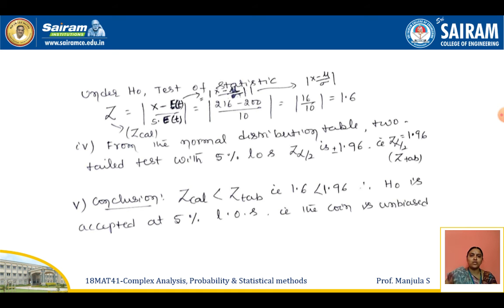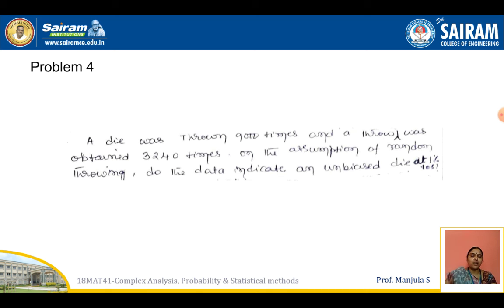These values you just substitute in the formula of z, the standard normal variate: x minus mu divided by sigma. After substituting, 216 minus 200 divided by 10, we take the modulus value. On simplification, we are getting the solution as 1.6. From the normal distribution table, for a two-tailed test at 5% level, the standard value will be plus or minus 1.96. The obtained value is less than 1.96, so we are going to accept the null hypothesis, that is H0 is accepted at 5% level of significance, which means the coin is unbiased. Like this we have to give the conclusion.